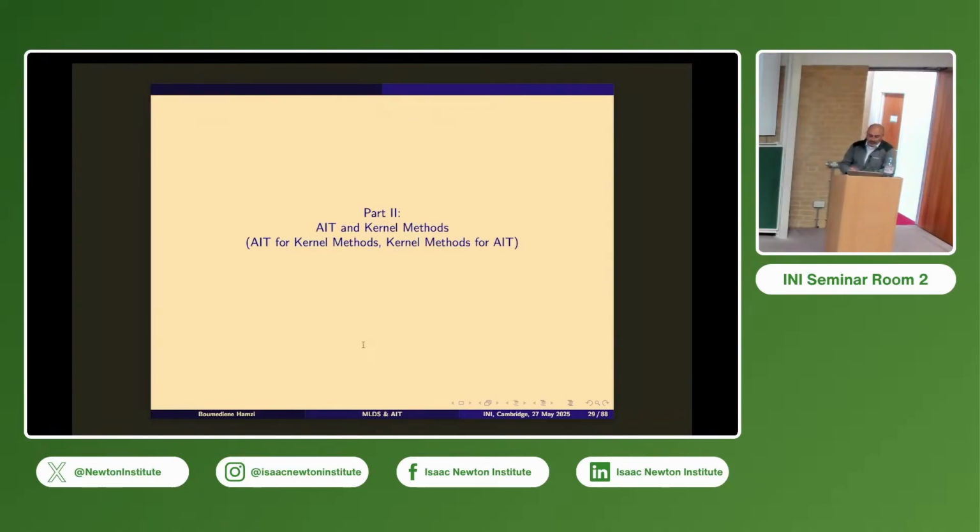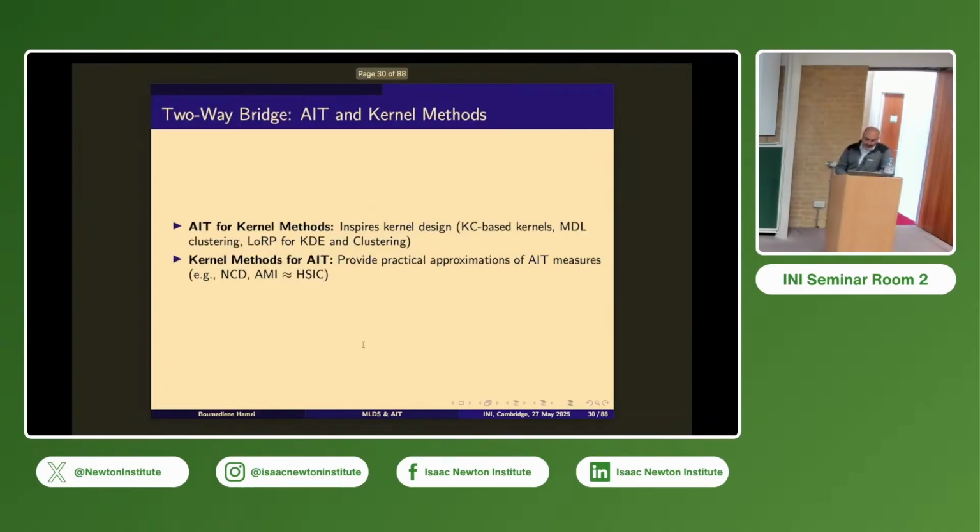And as I said, we are going to look at two directions: AIT for kernel methods and kernel methods for AIT. So AIT here will inspire kernel design. We'll have Kolmogorov complexity-based kernels. We'll also have MDL clustering and the LossRank principle for KDE and clustering. And then kernel methods for AIT. This will provide practical approximations of AIT measures.